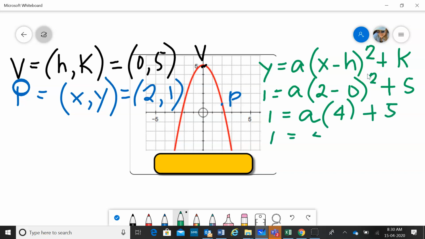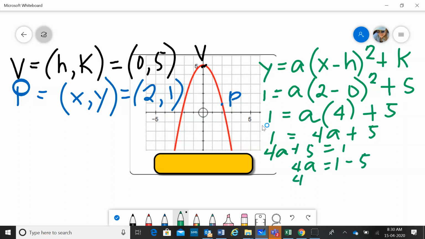We have 1 equals 4a plus 5. Let's now flip the sides of the equation and we write it as 4a plus 5 equals 1. We now have 4a equals 1 minus 5. 4a equals negative 4. Divide both sides by 4. Since the numerical coefficient of a is 4, we divide both sides by 4. And 4 divided by 4 is 1. So we have here a equals negative 4 divided by 4 is negative 1.